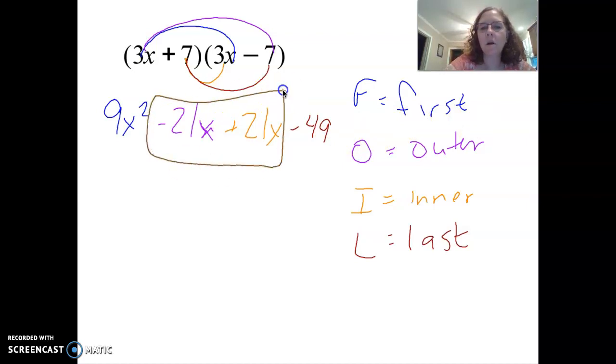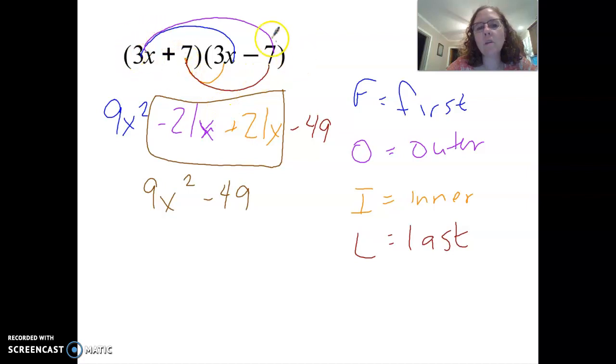Okay, now to write our final answer, we need to notice that these two in the middle are like terms, so we combine like terms, and look at these two. This one is negative, the first one there is negative, the second one is positive. So -21 and +21, those are opposites. They cancel one another out, and we're left with 9x squared minus 49.